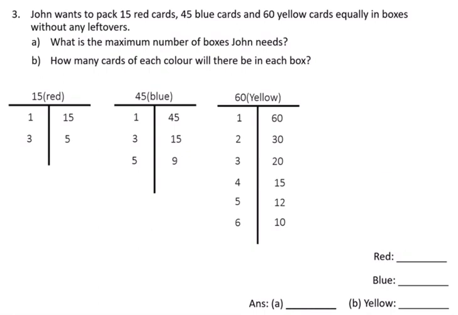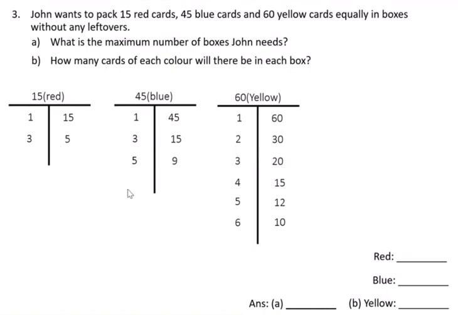So you have listed out the factors of 15, 45, and 60. If there's only one box, all 15 red cards will go inside. If there's only one box, all 45 blue cards will go inside. Same for the yellow: if one box, all 60 go inside. But if there are 3 boxes, each box will have 5 red, 15 blue, and 20 yellow. 2 cannot work, because here we don't have 2 boxes.